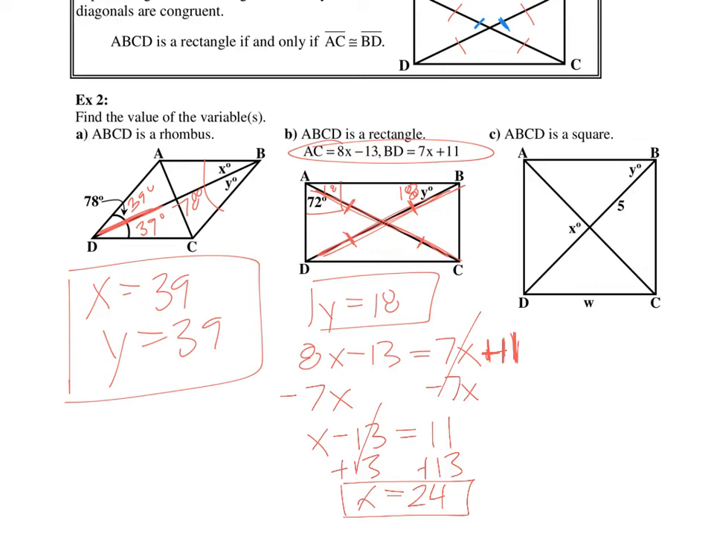ABCD is a square. All right, let's see what I have to work with here. Okay, I know the diagonals bisect each other. Remember that a square has the properties of both a rhombus and a rectangle. So the diagonals of a rhombus, they are perpendicular. So these are all 90-degree angles. X is equal to 90.